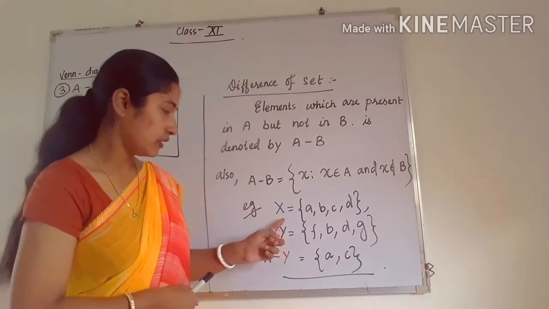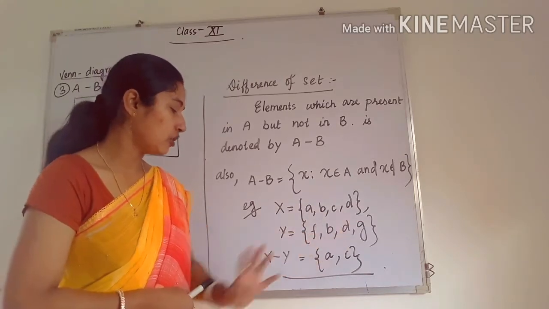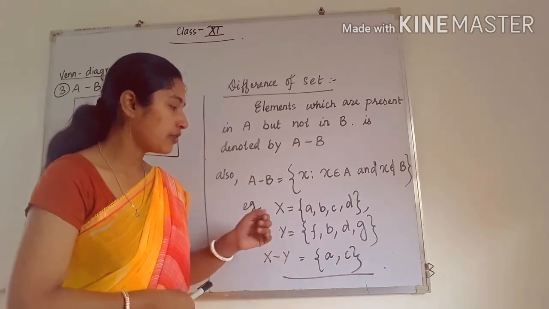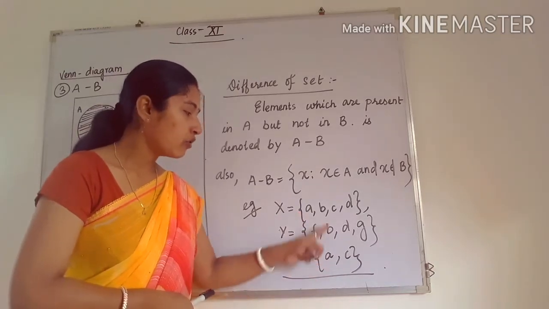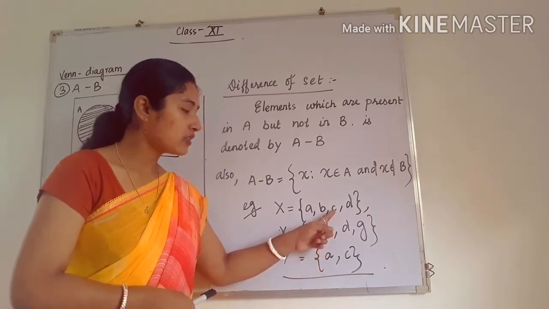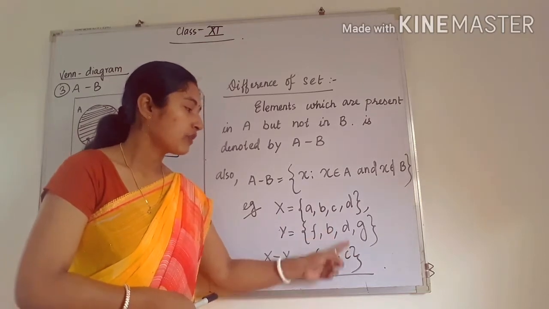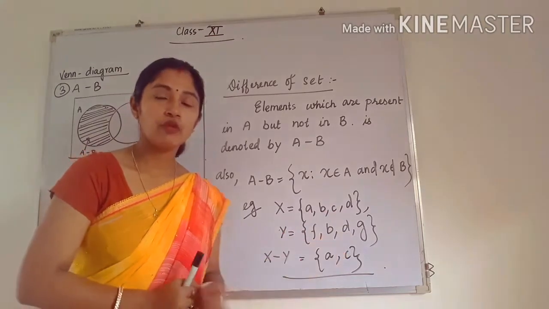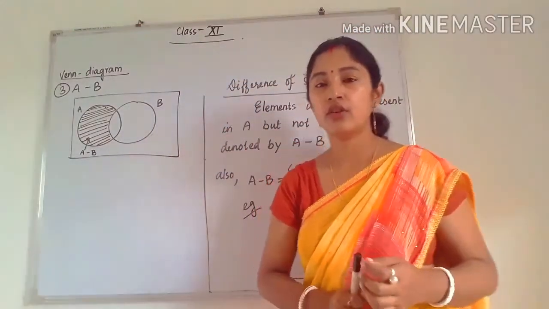Set X contains the elements a, b, c, d and Y consists of f, b, d, g. So what is in X minus Y? You have to write the elements which are in X but not in Y. So we can write a. We cannot write b as b is present in Y. Similarly, we can write c because c is present in X only, it is not present in Y. Next one is d, we cannot write d because d is present in Y. So we have to write the elements which are present in the first set, if we are finding the difference of sets.